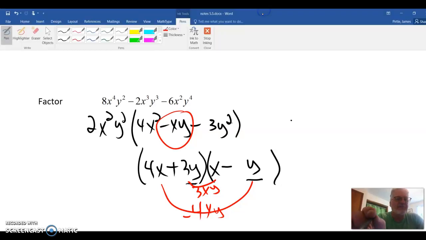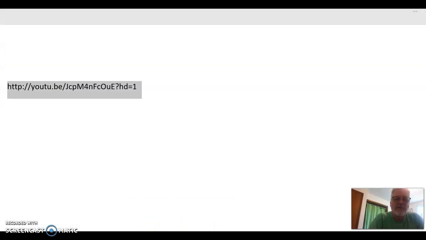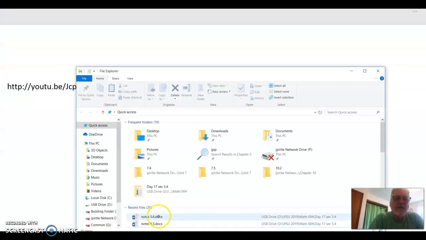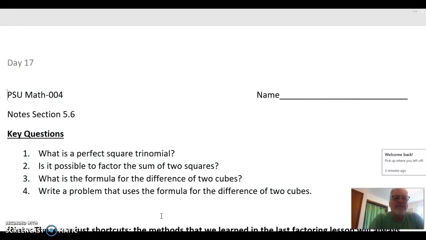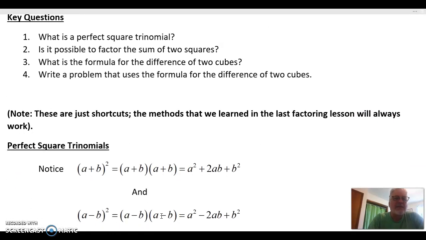Okay, so let's switch over. Okay, so we're going to talk about perfect square trinomial. Perfect square trinomial is one where the first term is a perfect square, and the last term is a perfect square, and the middle term is whatever was squared here times whatever was squared there, doubled. So this is a times b doubled.